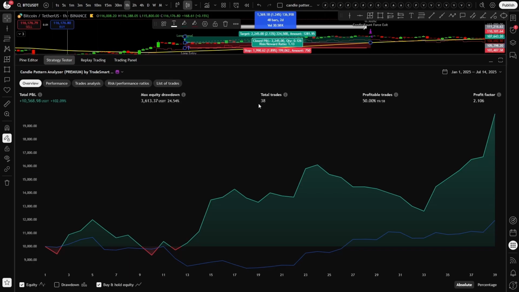During this period, the strategy took 38 trades, generated 102% net profit with only 24% maximum drawdown, and with a 2.1 profit factor, which is pretty great. The blue line is the buy and hold equity curve, and this green line is our strategy's performance. So as you can see, the initial results are promising. The strategy shows that it can perform well on price data after the optimization date.